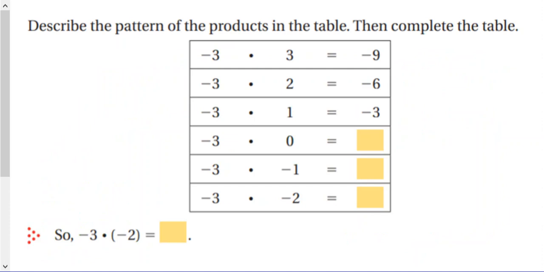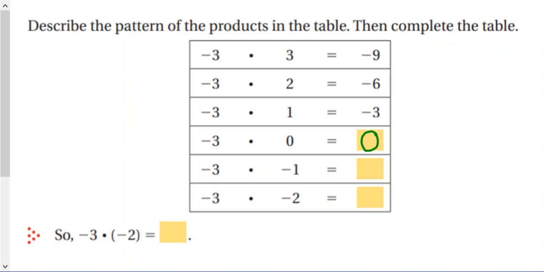All right, here you'll see a table. We got negative 3 as the constant, which is that first column there. Negative 3 times 3 will give us a negative product of negative 9. Negative 3 times 2 will give us a negative product of negative 6. Negative 3 times 1 will give us a negative 3. Negative 3 times 0 will always result in 0.